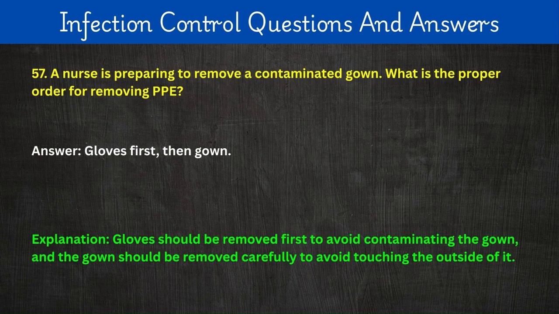57. A nurse is preparing to remove a contaminated gown. What is the proper order for removing PPE? Answer: gloves first, then gown. Explanation: gloves should be removed first to avoid contaminating the gown, and the gown should be removed carefully to avoid touching the outside of it.